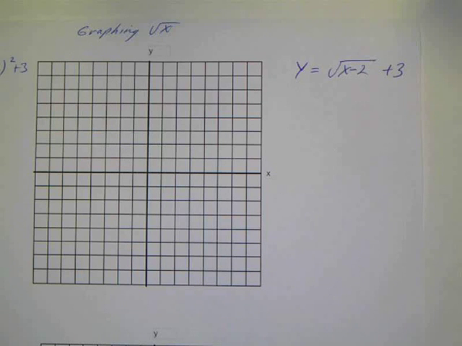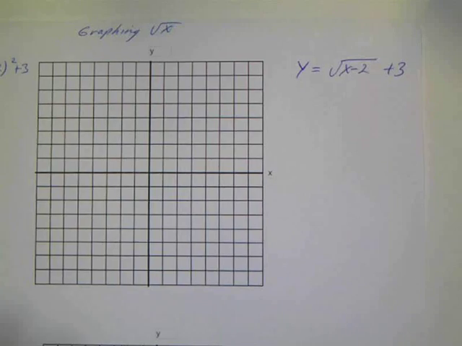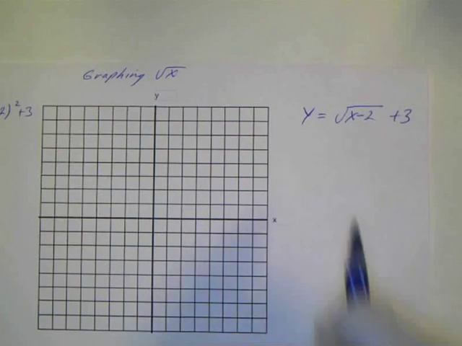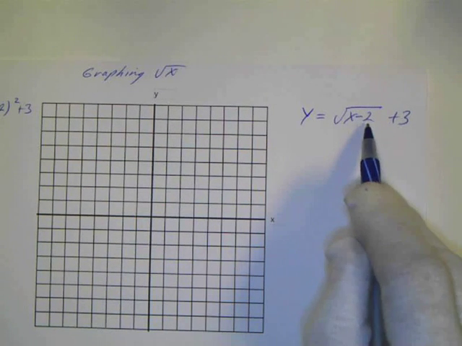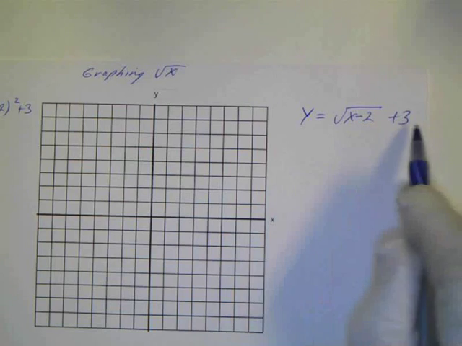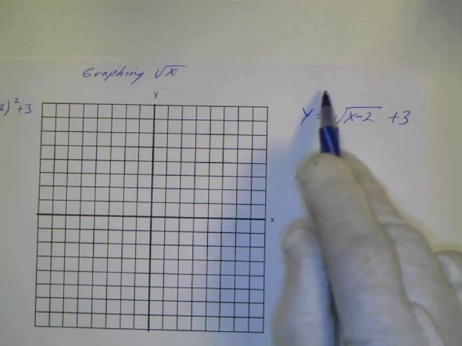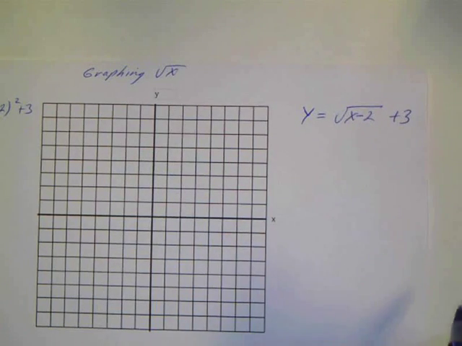Okay, here's some more examples of graphing the square root of x, and these are a little bit more complicated. In these problems, we have a vertical and a horizontal shift. You may have one or the other or both. In this case, I'm just showing you both so you can get an idea. So this is y equals the square root of x minus 2 plus 3. Now these shifts are similar to the shifts we use when we're graphing parabolas.